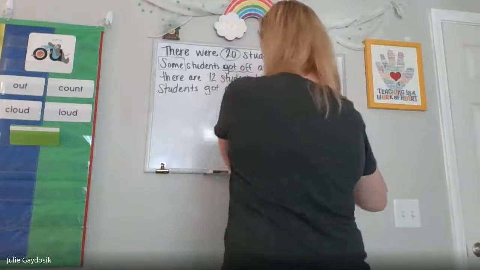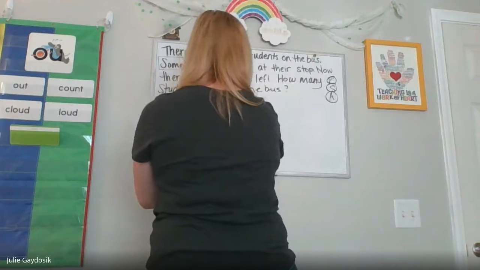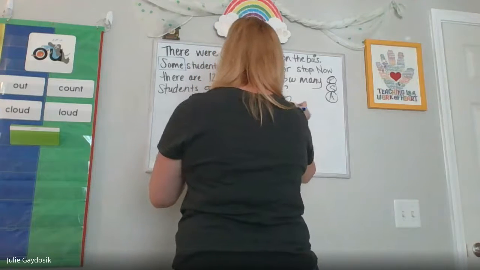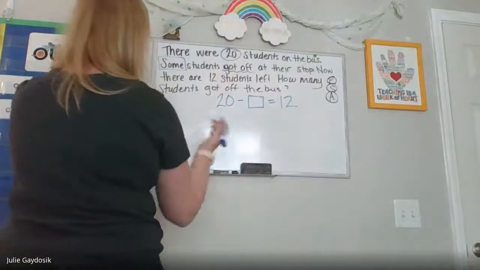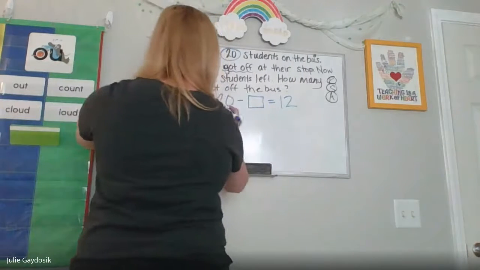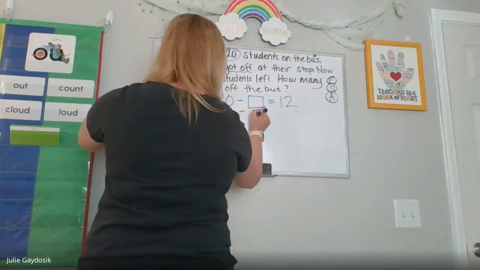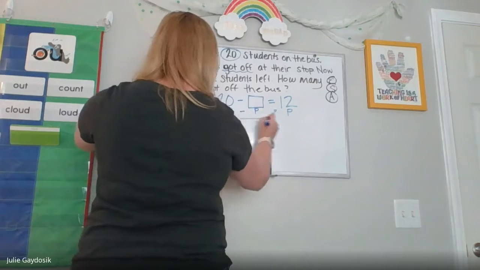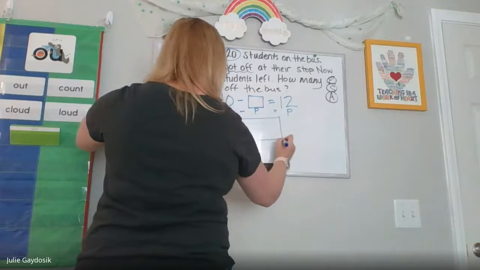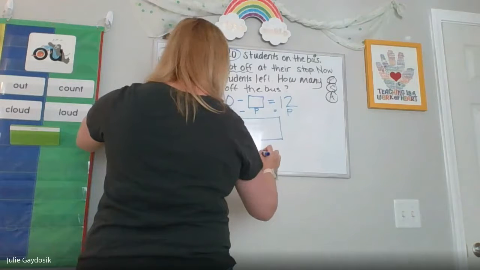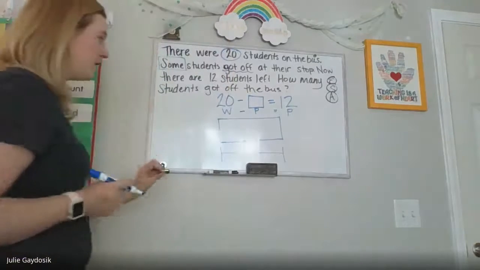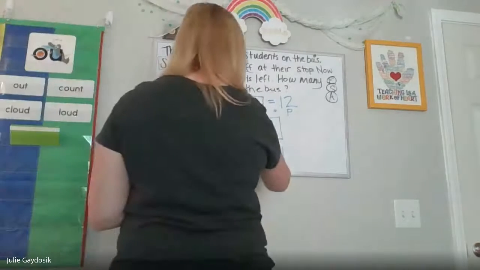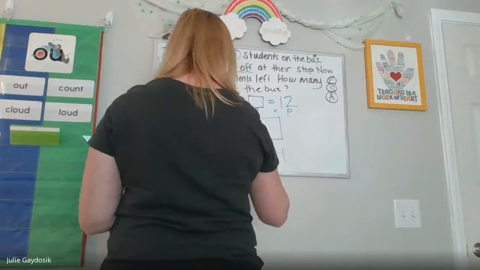I accidentally erased my equation. 20 minus unknown equals 12. I'm going to use a part whole model because when I'm solving a subtraction problem, whole minus part equals part. So I'm going to draw my part whole model. Again, though, you could also do an open number line. The only thing I don't really want to see are circles, okay? I'd rather you show that you know a counting on or counting back strategy.